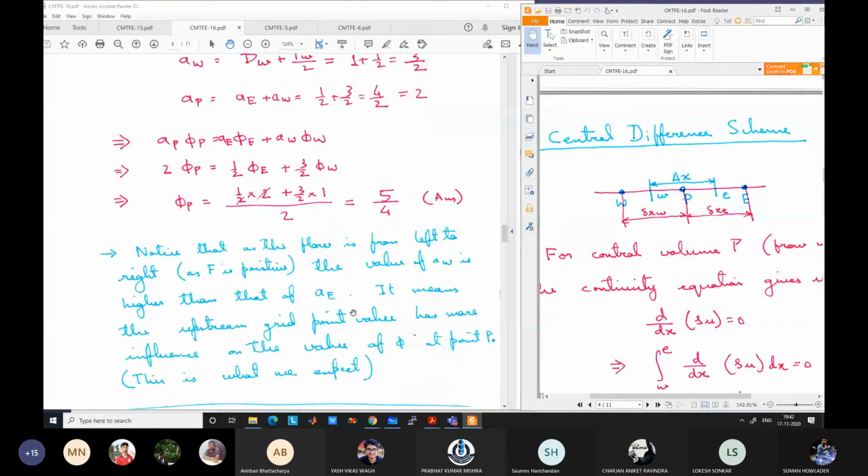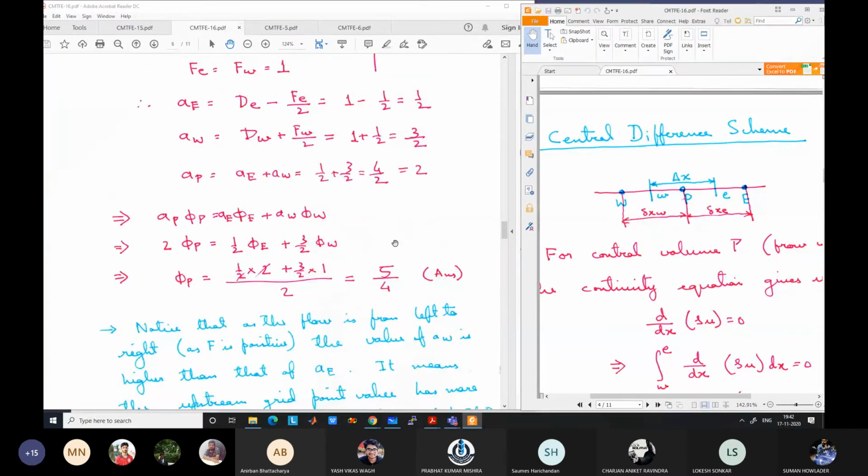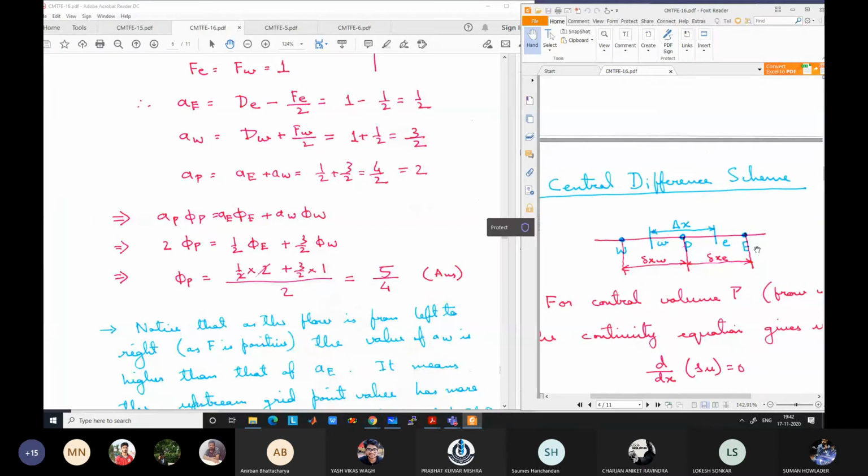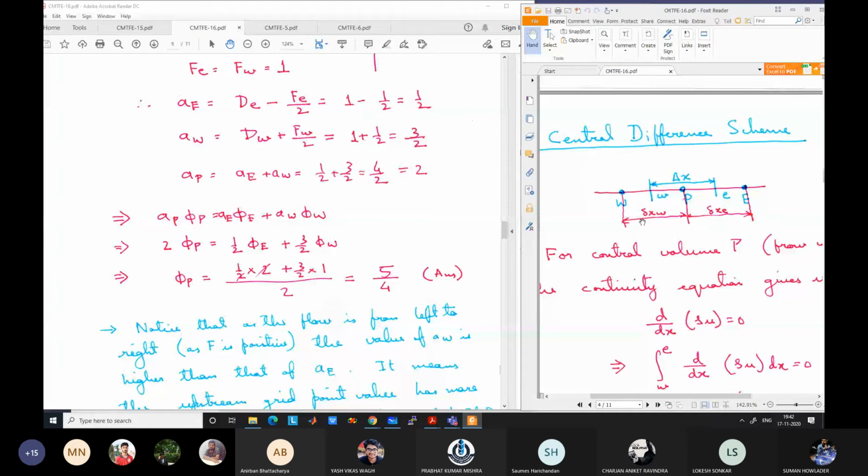So the only thing you can notice from here is that as the flow was from the left hand side to the right hand side, the influence of this left hand side is more. How do we know that flow is from left hand side to the right hand side? Because F is positive. F positive means U is positive towards the positive x direction. So if U is going towards the positive x direction, F should be positive. Otherwise, F would have been negative.